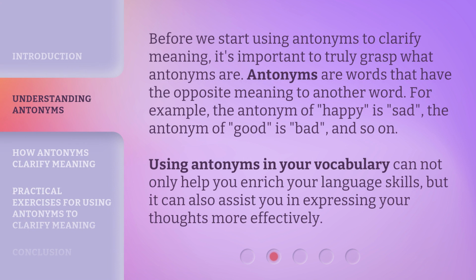Before we start using antonyms to clarify meaning, it's important to truly grasp what antonyms are. Antonyms are words that have the opposite meaning to another word. For example, the antonym of happy is sad. The antonym of good is bad, and so on. Using antonyms in your vocabulary can not only help you enrich your language skills, but it can also assist you in expressing your thoughts more effectively.